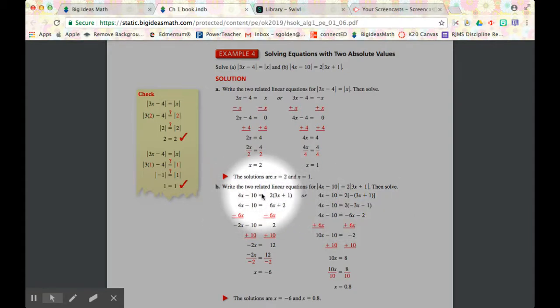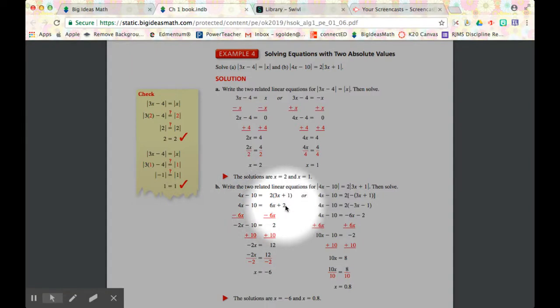So on this first one, we first have to distribute this 2 and multiply it in there so that way we can get our variables together, our x's together. So when we do that, 2 times 3x is 6x. 2 times +1 is 2. So we have 4x minus 10 equals 6x plus 2.